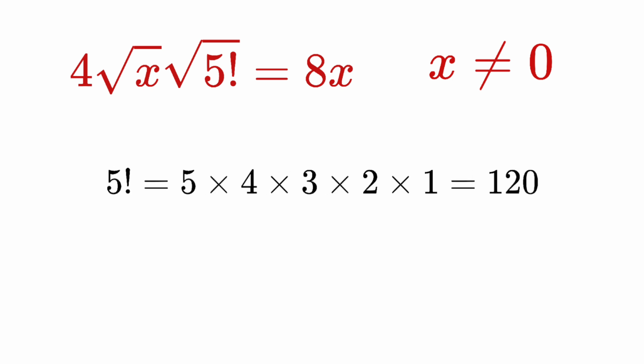So in our question 5 factorial is there, so 5 factorial is equal to 5 into 4 into 3 into 2 into 1. After multiplying, we get the answer as 120.